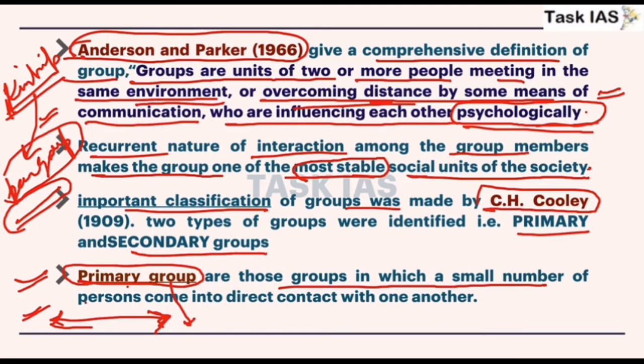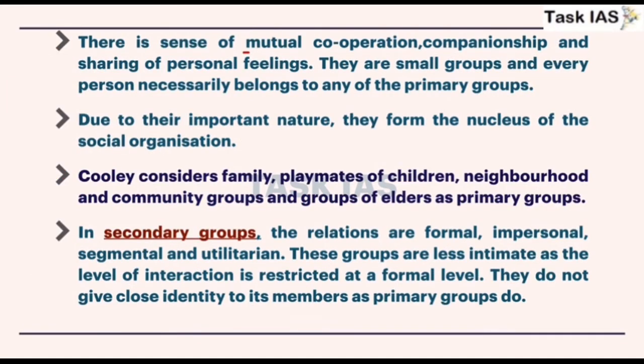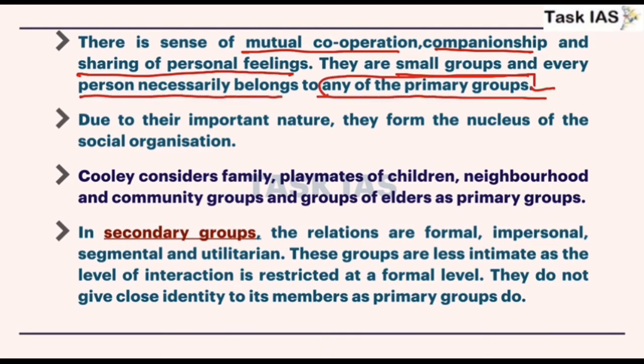So primary groups are those groups in which a small number of persons come into direct contact with one another. There is a sense of mutual cooperation, companionship, and sharing of personal feelings. These are small groups and every person necessarily belongs to one of the primary groups. These are mandatory because, as Aristotle defined, human beings are social animals. So they need some groups or some individuals to express their feelings or to share their anger. So this social relationship, especially within a social group, is important for any individual.